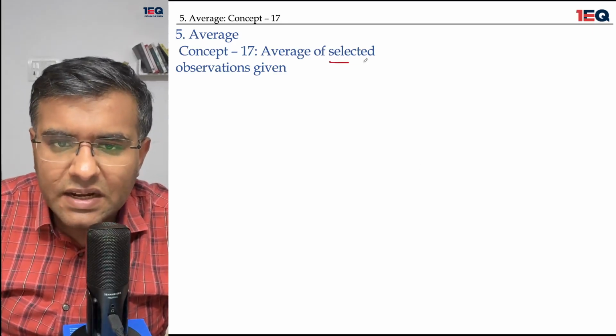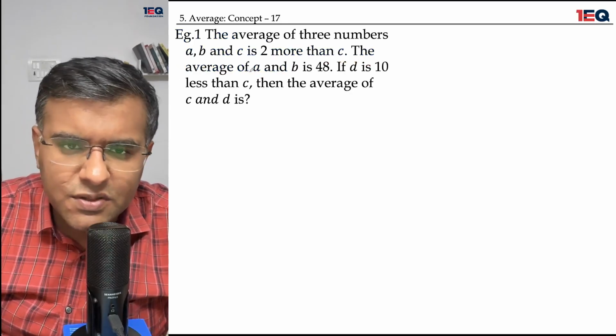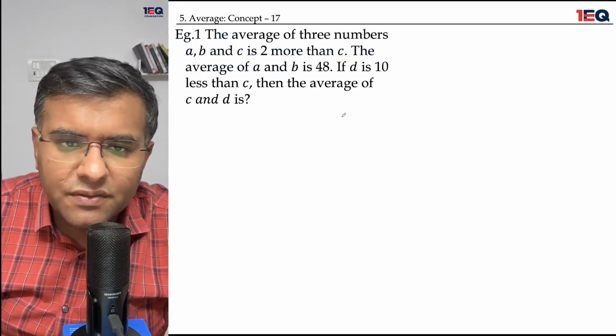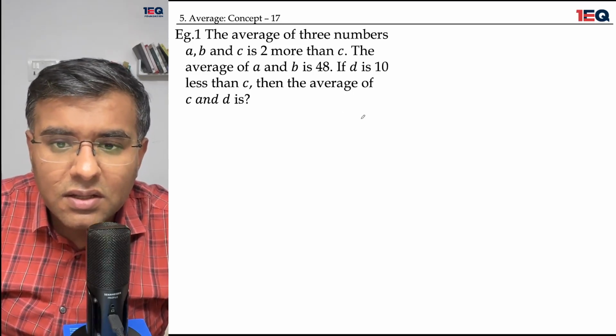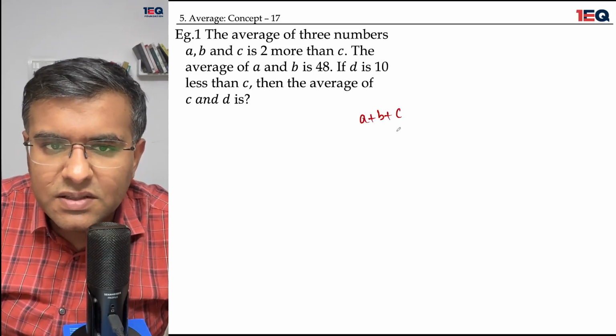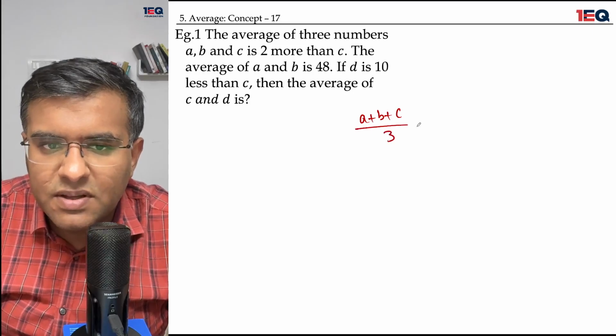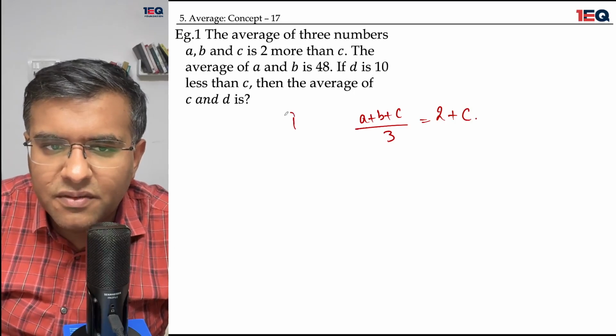Average of selected observations is given. Okay, this is just a concept. Let me quickly solve it. The average of the three numbers a, b, c is 2 more than c. Okay, this is my first equation.